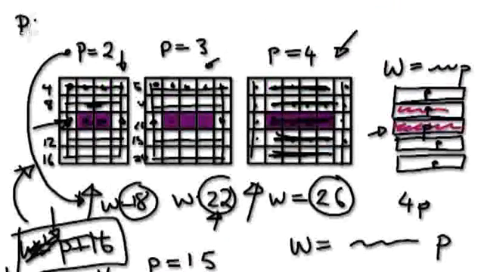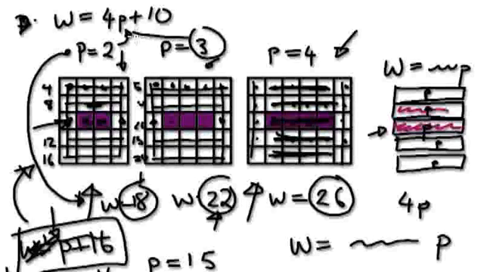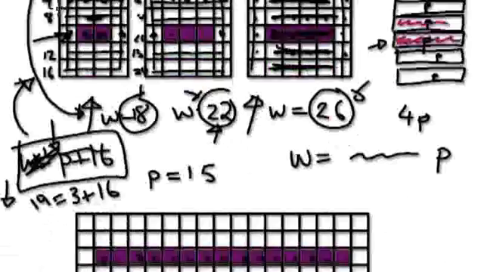Remember, W here equals 4P plus 10, and it will always work. If you put 2 into this P here, that would be 4 times 2, which is 8, plus 10, 18. If you put 3 into this P here, it would be 12 plus 10, 22. If you put 4 into here, 4 times 4 is 16, plus 10 is 26. See, it still works.